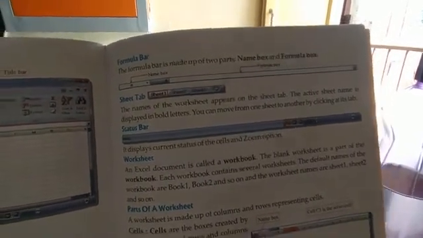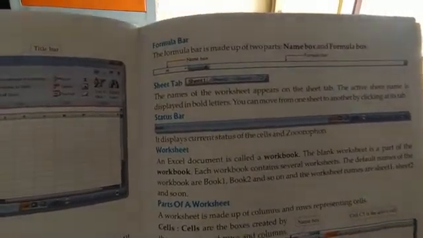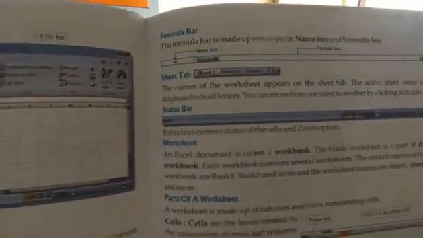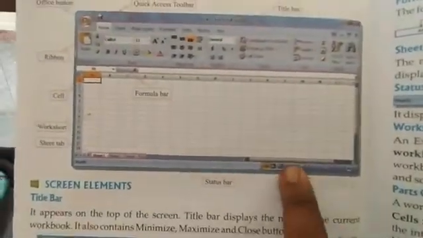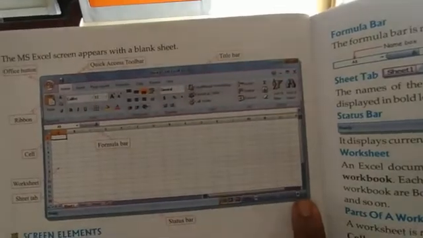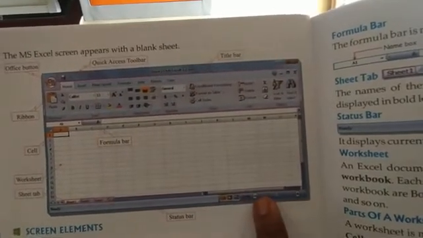And there is a zoom option. Zoom option is used to view larger or smaller in a sheet. You can see that there is a zoom option. You can increase zoom and you can decrease zoom by plus and minus sign.